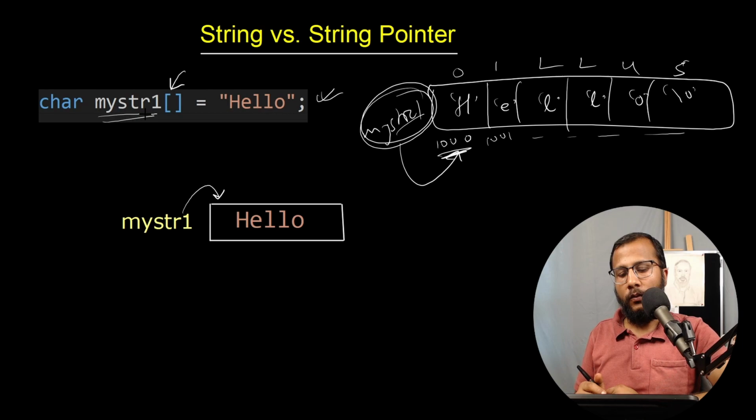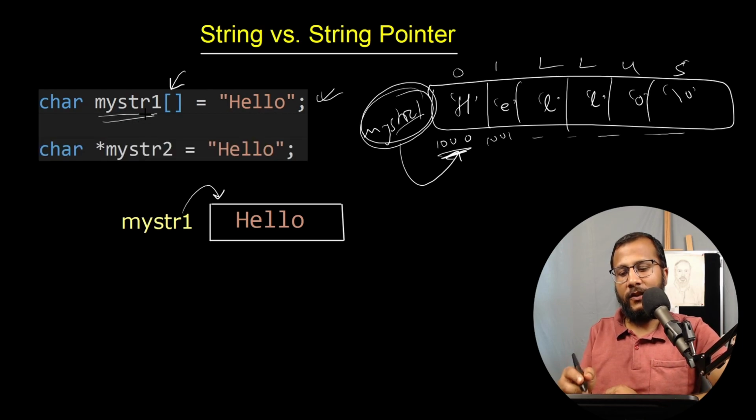Now let's look at the string pointer. In the second example that we have already written in our code, on the right hand side I have this hello string constant in double quotes. On the left hand side I'm assigning the base address of this string constant to my str2. Now what is the difference between the first one and the second one? The first one is really an array. The second one is a pointer. My str2 is a pointer.